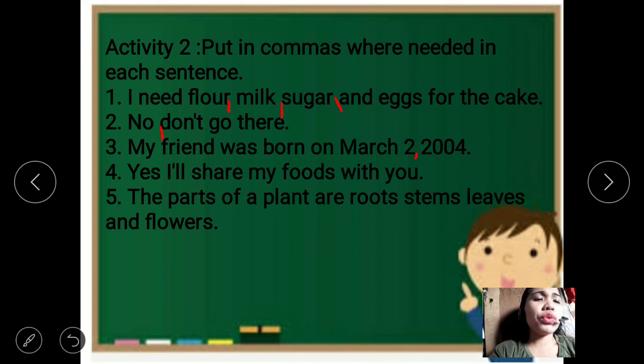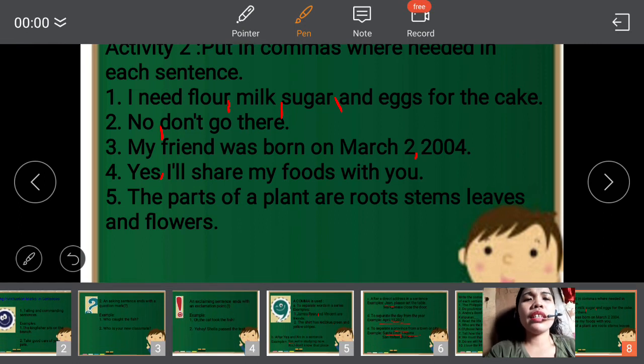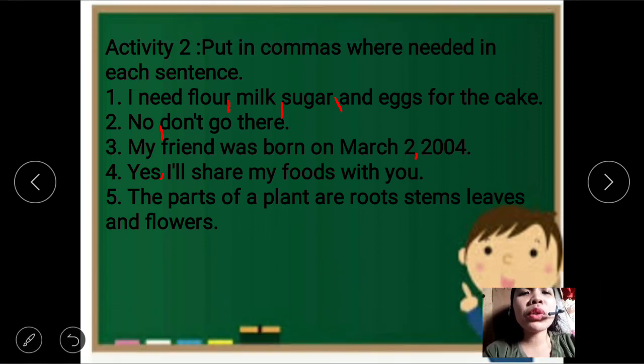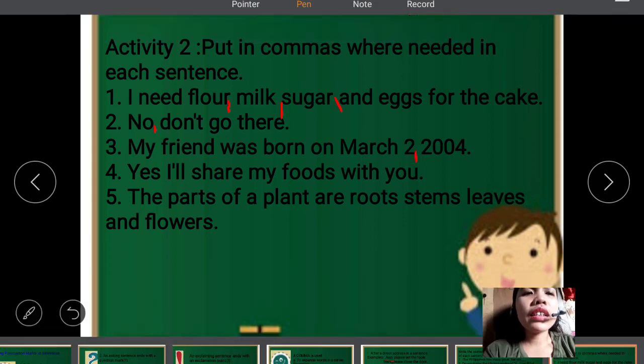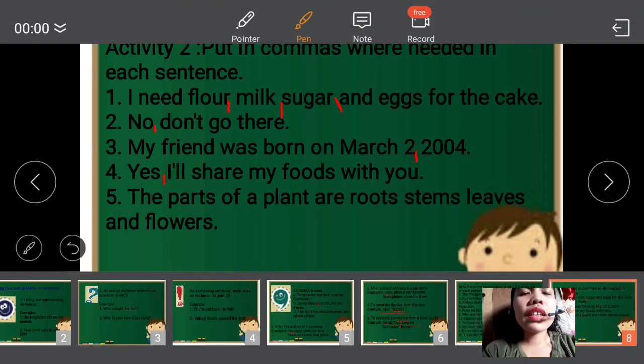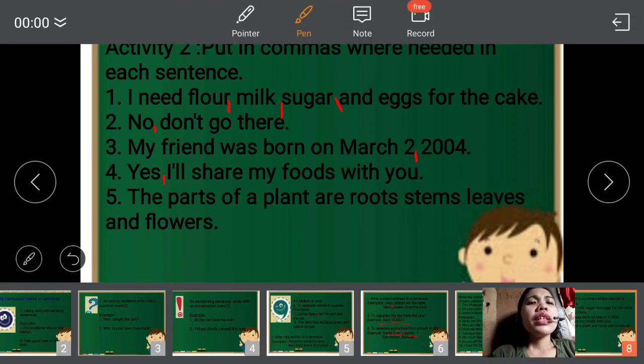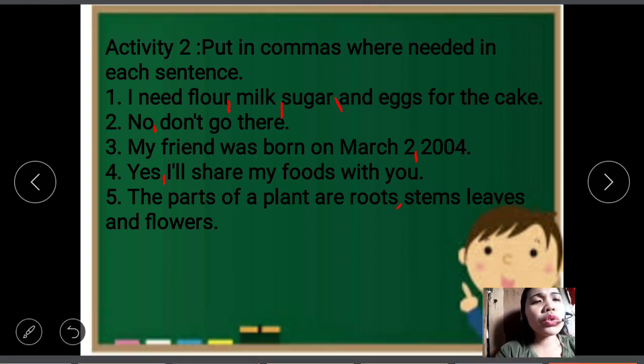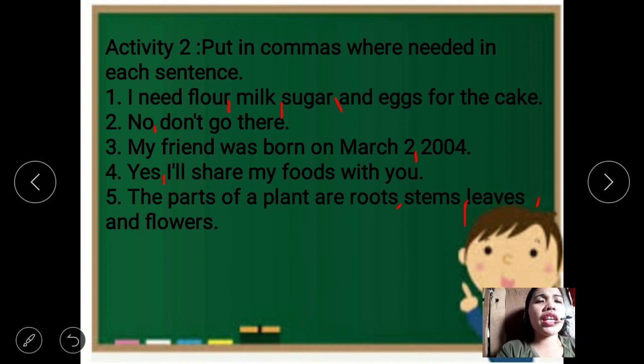Yes, I'll share my foods with you. Okay, so after ni yes, comma. Itong no kanina anak, dapat malapit yan. Ayan. Next, number 5. The parts of a plant are roots, stems, leaves, and flowers. Okay, so we should separate words in a series. So, roots, stems, leaves, and flowers.